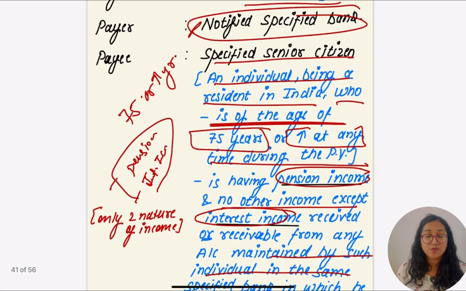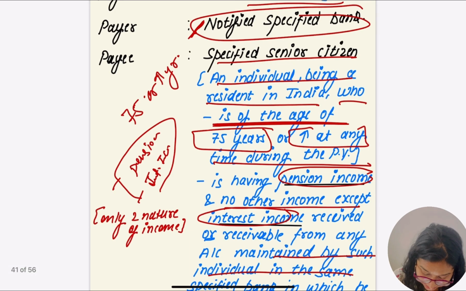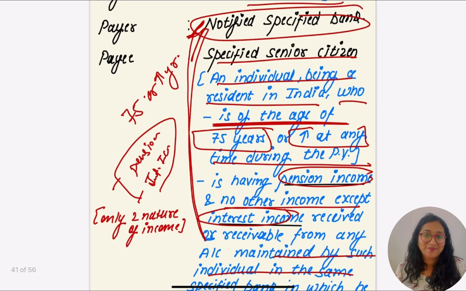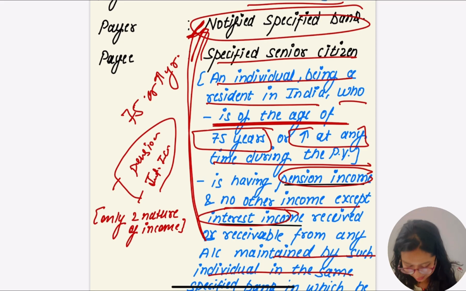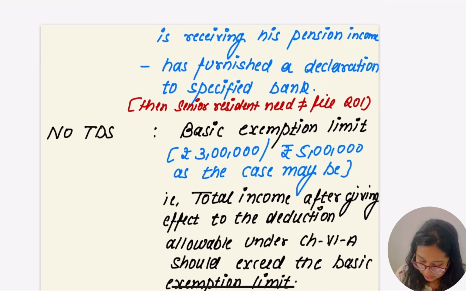Do you get my point? There are only two incomes. First of all the pension income, and second, there are no other sources of income to him. The interest income is actually received by this same notified specified bank, where the account is maintained. And one more thing, he is receiving his pension income from it.